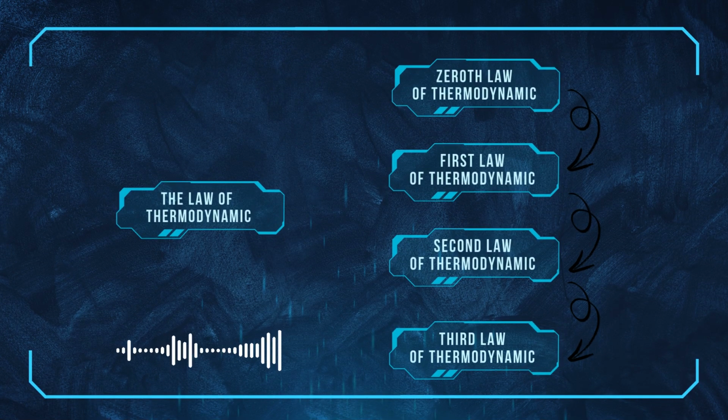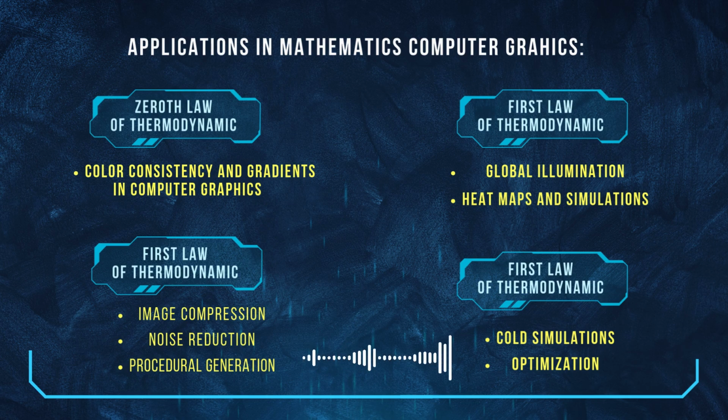The laws of thermodynamics are a set of scientific laws which define a group of physical quantities such as temperature, energy, and entropy that characterize thermodynamic systems in thermodynamic equilibrium. While thermodynamics is traditionally rooted in physics, its principles play an important role in modern computer graphics. The zeroth law of thermodynamics focuses on equilibrium. In computer graphics, this idea is applied to maintain color balance and consistency. For example, in realistic rendering, light and color gradients must align across surfaces to create a natural appearance.